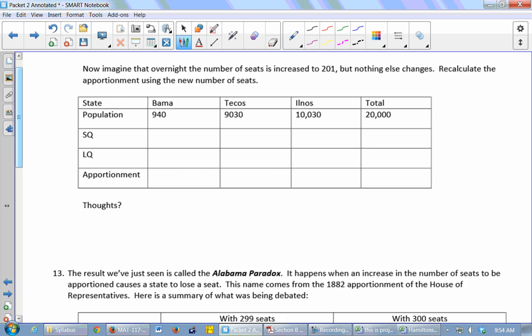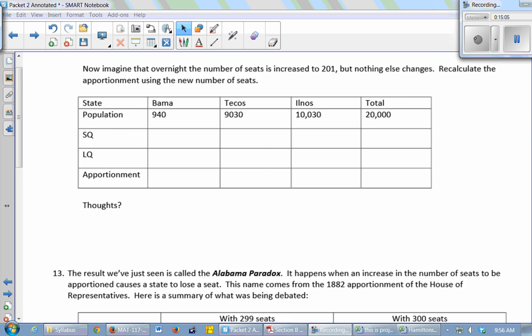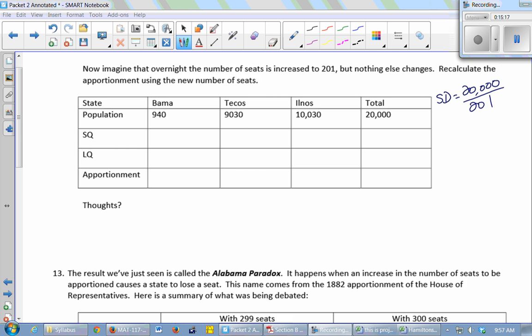So recalculate the whole thing using 201 instead of 200. Let's see who gets the extra seat. Okay, so let's see what happens. I get a new standard divisor where I take my 20,000 people and divide by 201 seats. And that comes out to like 99.5 with some other decimals, but that's good enough. All right, so now I'm going to divide each state's population by my new standard divisor of 99.5.